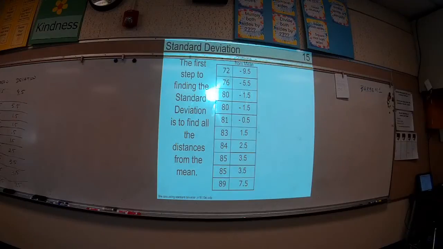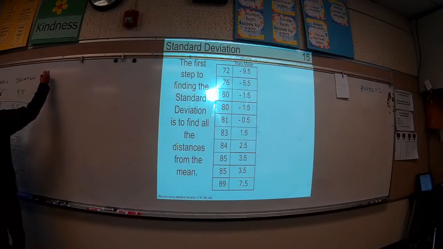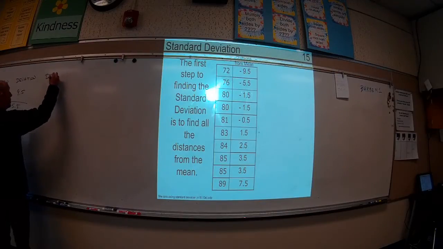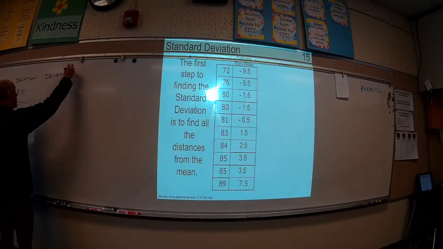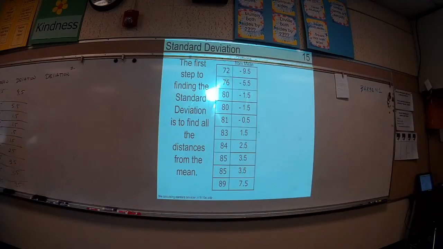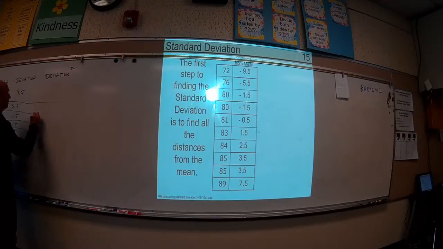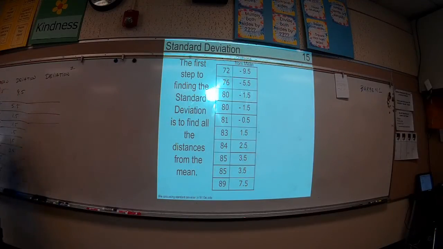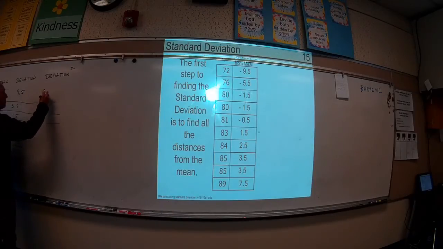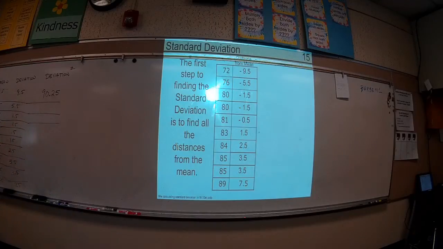Now, we're going to take each deviation and we're going to square it. Not a square root yet. This is your next column: deviation squared. So using a calculator, I need to know what 9.5 squared is, and we'll take it to 2 decimal places. It's 90.25. Do that 9 more times. Square each number.